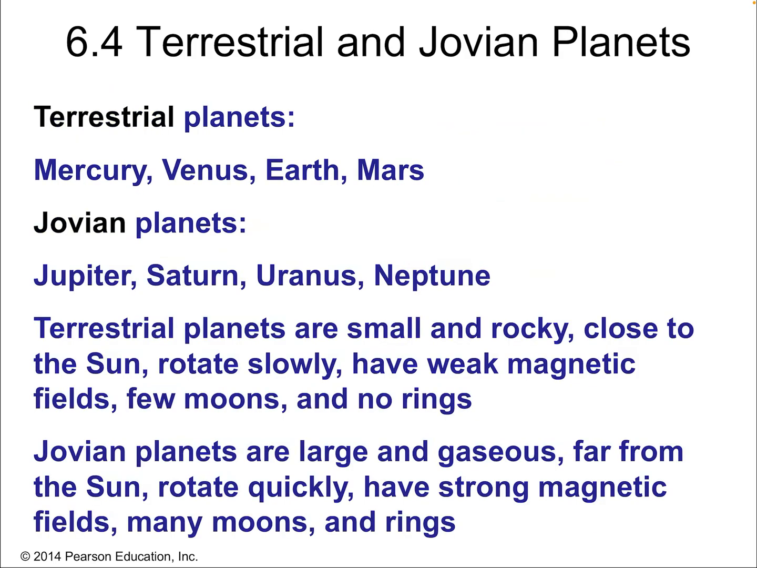So the terrestrial planets, Mercury, Venus, Earth, Mars, are all close to the sun, all interior of the asteroid belt. Jovian planets: Jupiter, Saturn, Uranus, Neptune. That's it. There are 8 planets, 4 of each. The terrestrial planets are small and rocky, close to the sun. They rotate slowly. They have weak magnetic fields, few moons, and no rings. As far as weak magnetic fields, that's true. Earth by far has the strongest of all the terrestrial planets' magnetic fields, which is great because it harbors life, but it doesn't compare to the huge magnetic fields that we see in Jupiter or even the other gas planets.